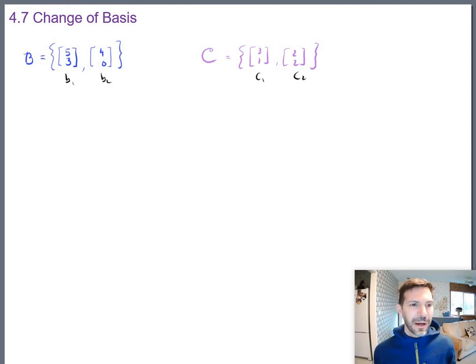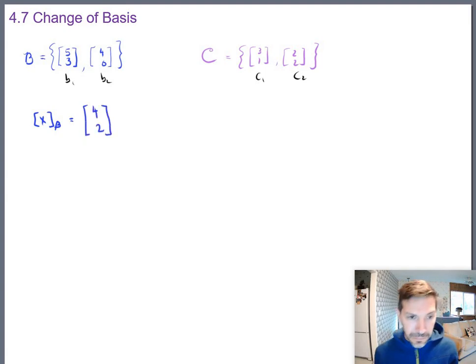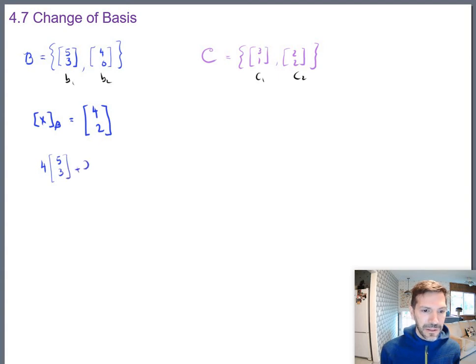Okay, so let's talk about some coordinates in B. Let's just say we have an x vector written in B coordinates, which is 4, 2. And we know there's a couple ways we can think about this. We can think about these coordinates numerically, and we can think about them graphically. So numerically, what this means is just 4 of the first basis vector plus 2 of the second basis vector.